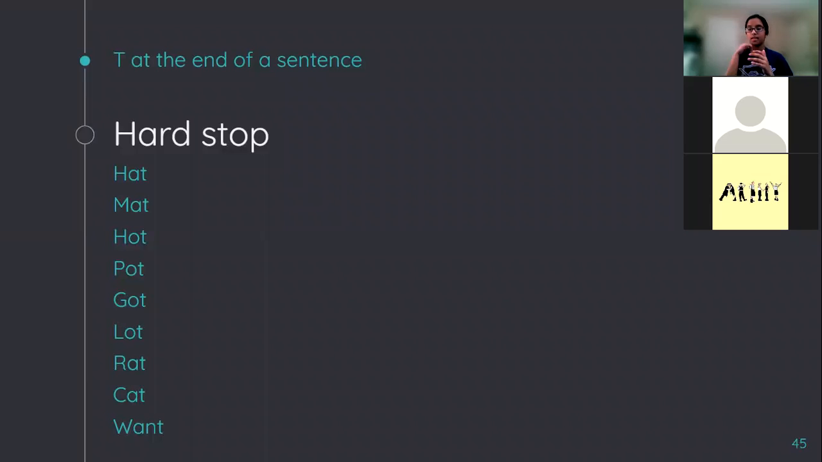Hat. And the next one is mat. Can you guys say that? Mat. Yes. And hot. Hot. Yes. So you guys kind of get the general idea. Got. Lot. Can you guys say that? Lot. Yes. And then rat. Rat.